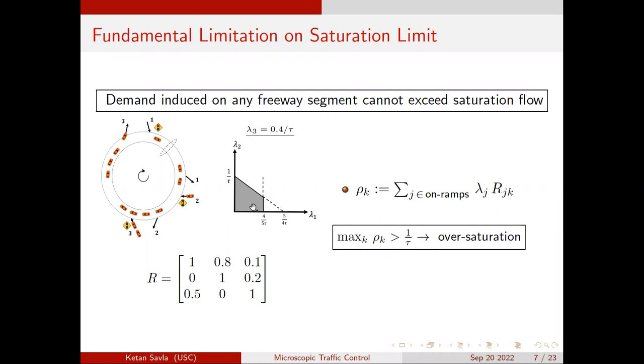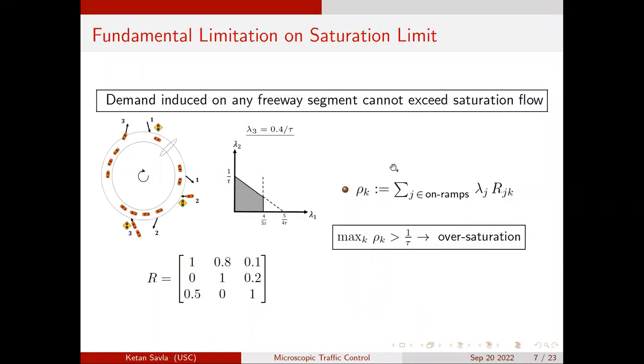What you want to keep in mind is that there is a trade-off, right? So if you want to increase the demand that you want to push in through ramp one, for example, if there is a game happening nearby, if there's a special event happening, then you can achieve that, but at the expense of compromising demand, pushing inflow through some other ramps.